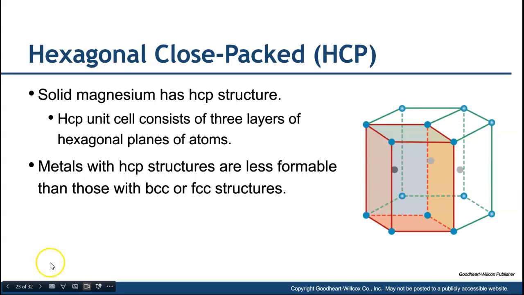Then we also have a hexagonal close packed structure. Solid magnesium has this HCP structure. Those unit cells consist of three layers of hexagonal planes of atoms. Metals with these types of structures are less formable than those with BCC or FCC. And remember, this is body-centered cubic or face-centered cubic structures.